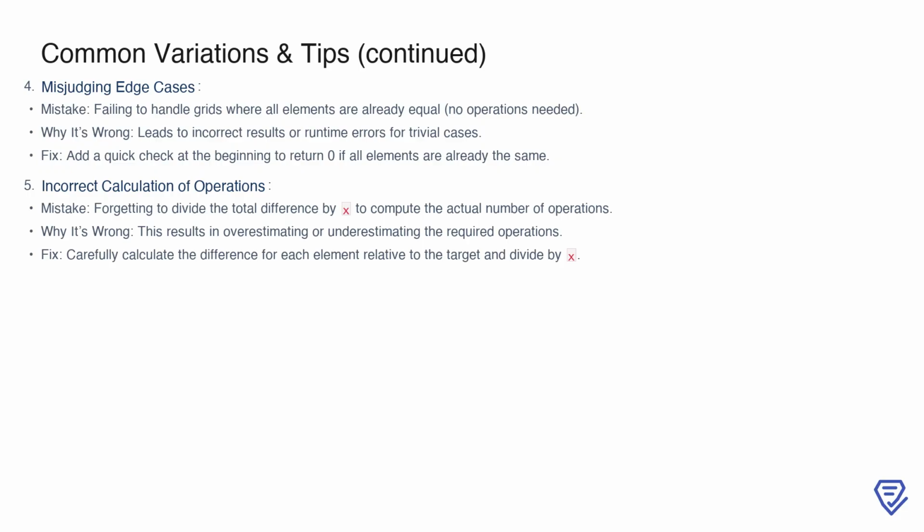Additionally, errors in calculating the number of operations are common. If you forget to divide the total difference by x, you might overestimate or underestimate the required operations. To address this, ensure that you carefully compute the difference between each element and the target value, and then divide by x to determine the exact number of operations. These practices help maintain both correctness and clarity in your solution.